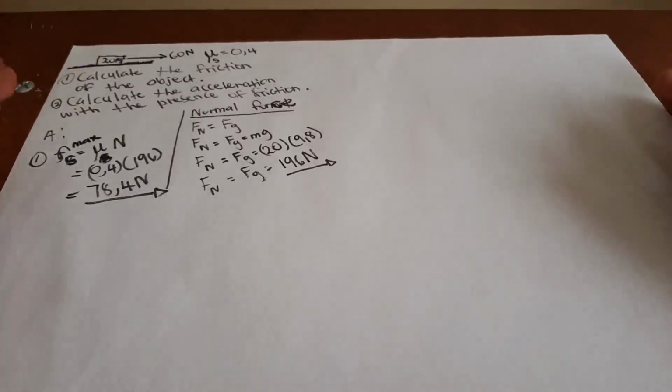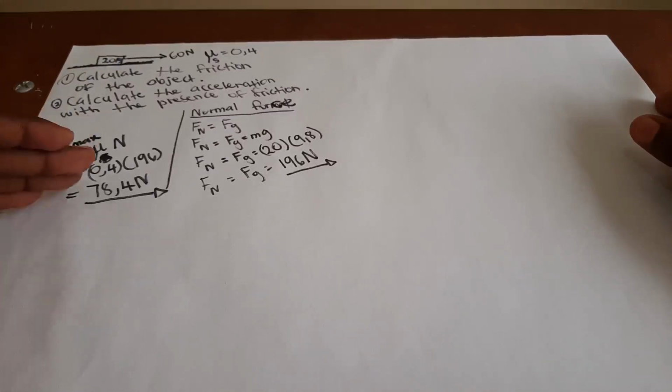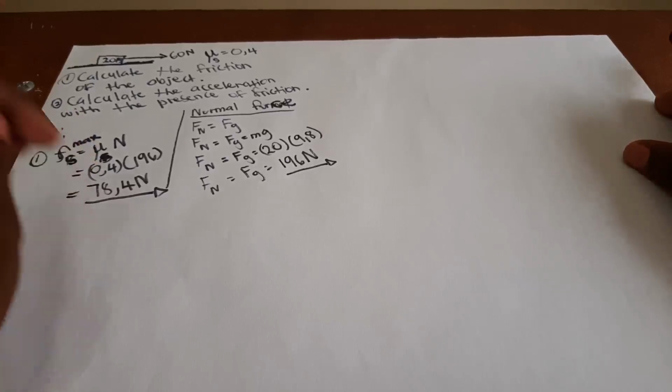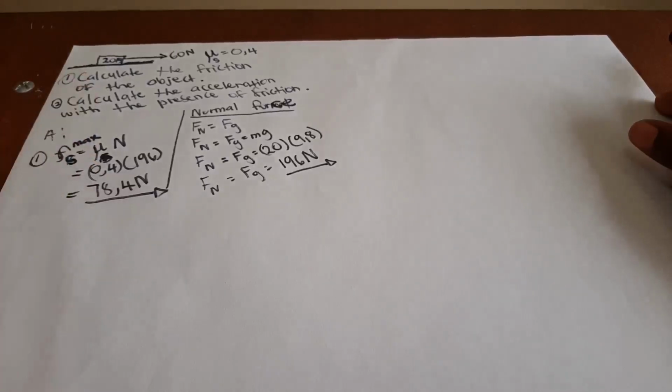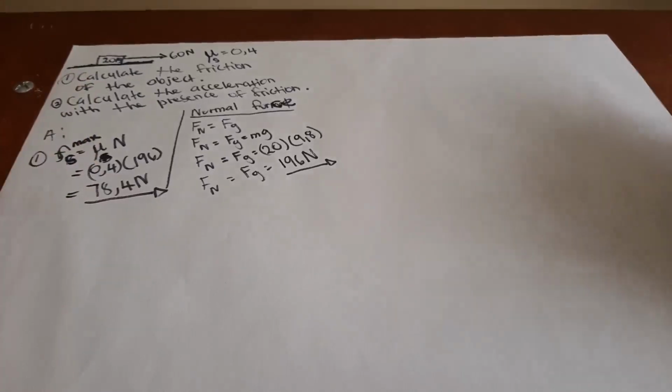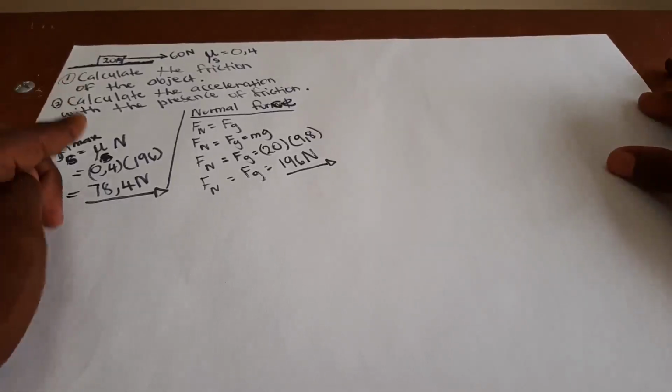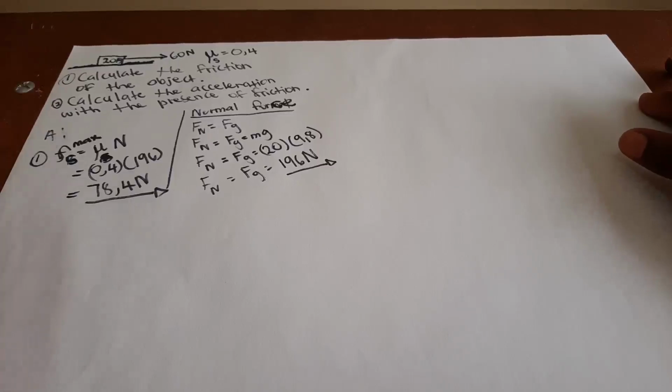So if the maximum static frictional force hasn't been reached, the object will still remain at rest. But if my applied force is now maybe 79 newtons or 80 newtons, the object will suddenly begin to move. I think you get me. So that's how it goes.